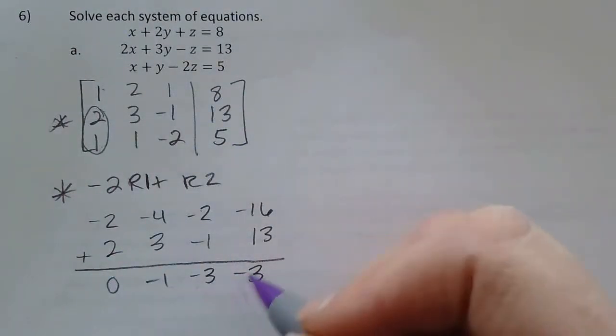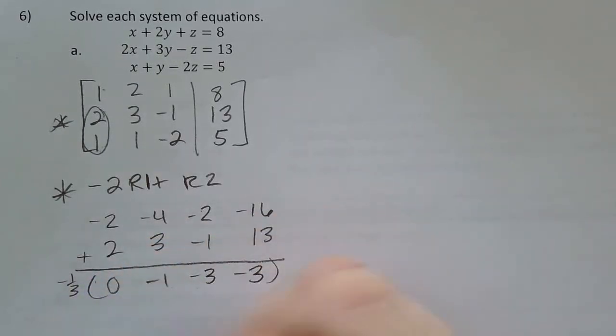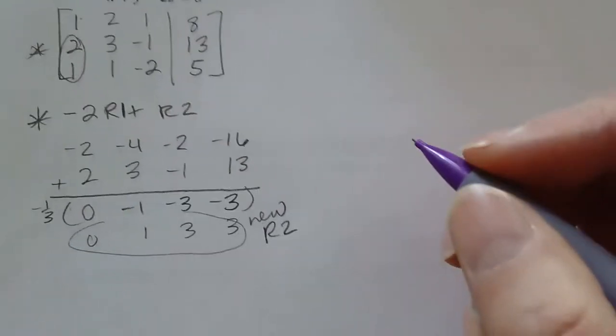And so because these are all negative, I'm going to go ahead and just multiply by a -1/3. So I have 0, 1, 3, 3. That's going to be my new row 2. So let me just go ahead and add that note in. This isn't really necessary, but it seems like it's really helping people.